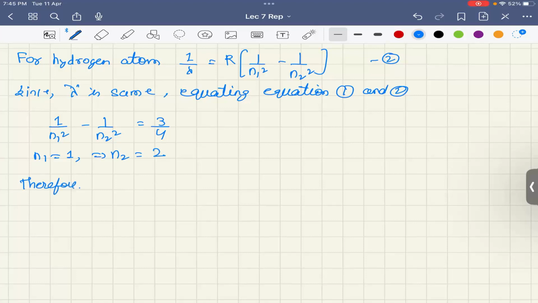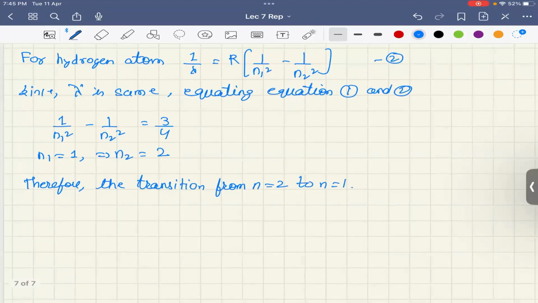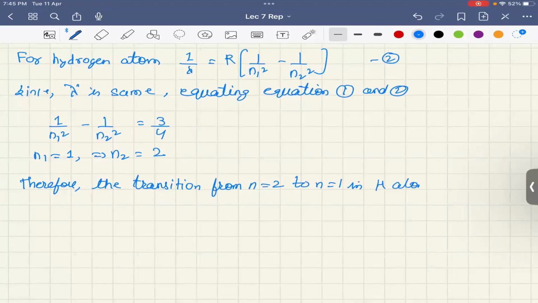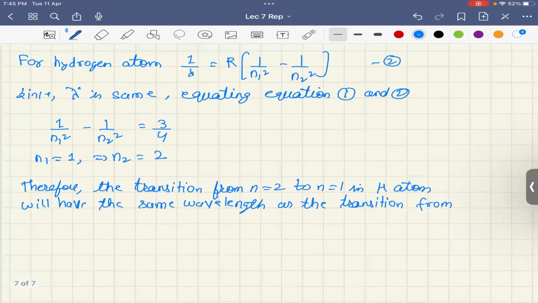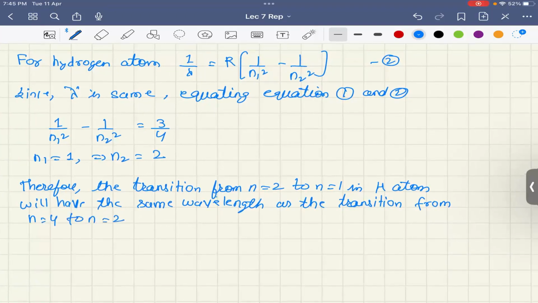Therefore, the transition from n is equal to 2 to n is equal to 1 in the H atom will have the same frequency, will have the same wavelength as the transition from n is equal to 4 to n is equal to 2 in He plus, right? So this is our result, right?